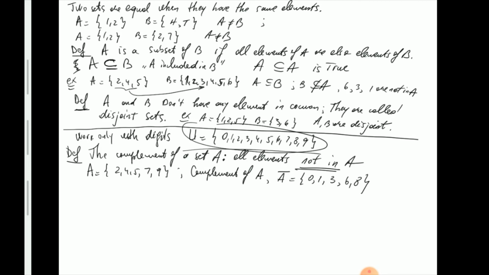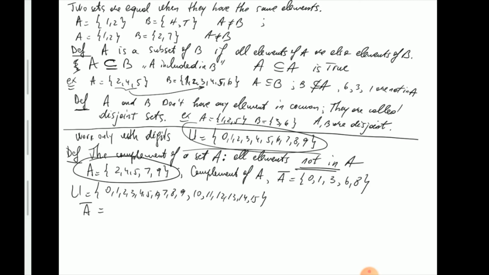On the other hand, let's say for one reason or another, you work with all the numbers up to 15. Then for exactly the same set, the complement, if you take the universal set to be all the numbers up to 15, consists of all the elements not in A but in this universal set. So that means 0, 1, 3, 6, 8, 10, 11, 12, 13, 14, 15.